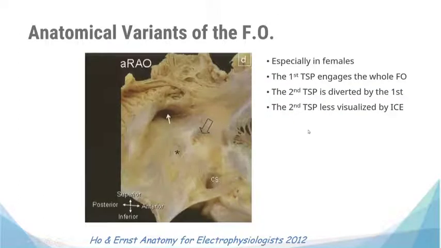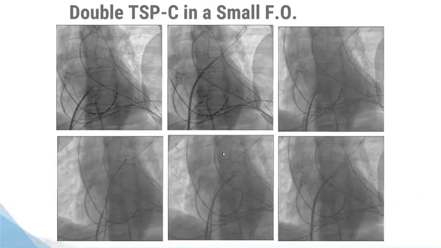In these cases, it might be that the fossa ovalis is very small, so the fossa ovalis is completely obliterated by the first transseptal puncture once the first transseptal sheath is inside the fossa ovalis. In these cases, if you attempt with the second transseptal sheath to perform the second transseptal puncture, the second transseptal sheath can be diverted, and then we have trouble reaching the right place, so it can be diverted more posteriorly or more anteriorly. So what we do in these cases is very simple.